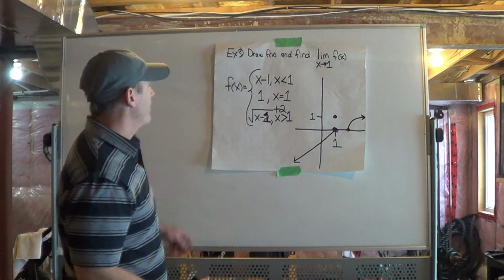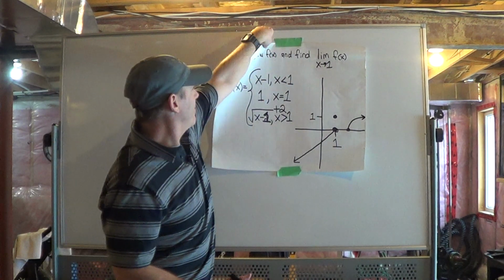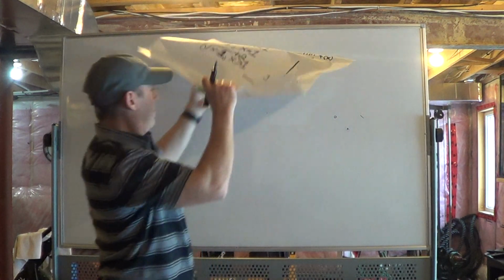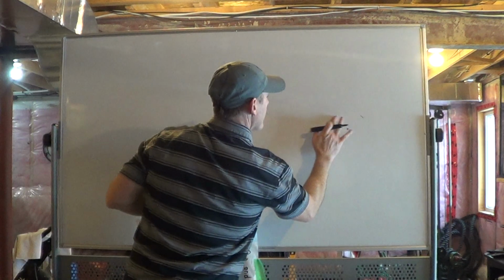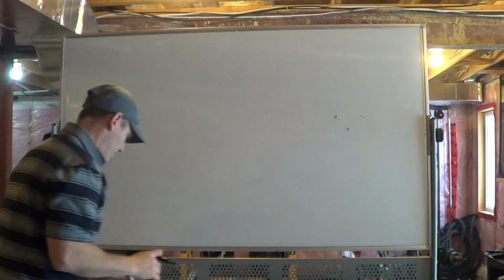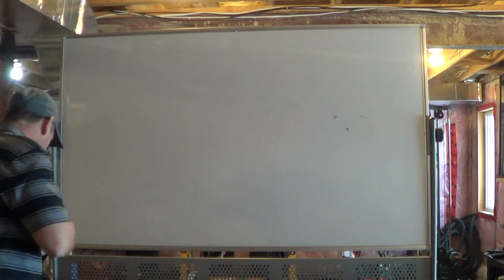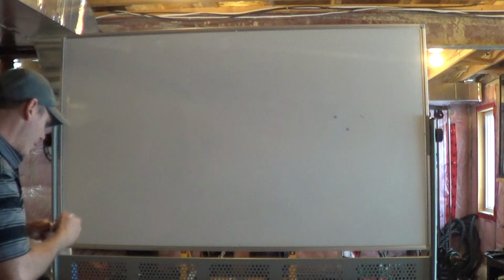Man. Okay, let's just redraw this. Oh, that's a permanent marker. We don't want that, that's bad news too. All right, so let's draw this again. How did I mess that function up? I don't know. Early in the morning.